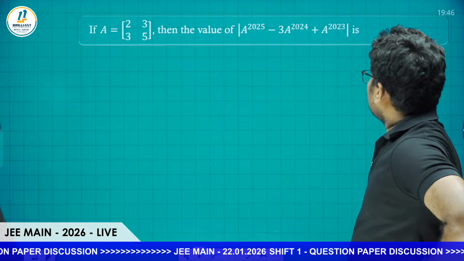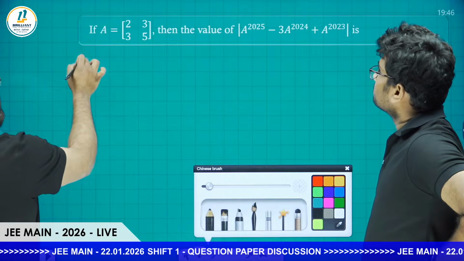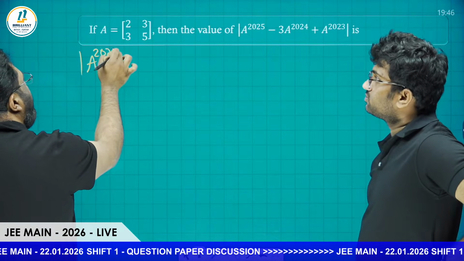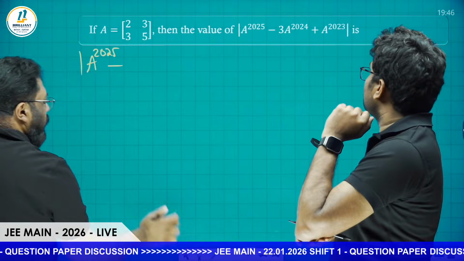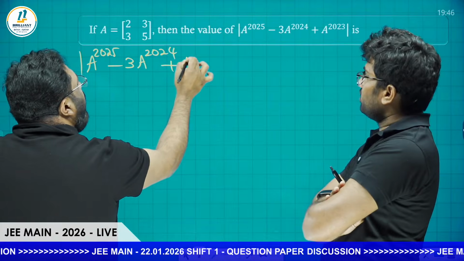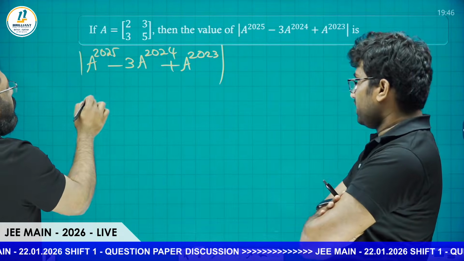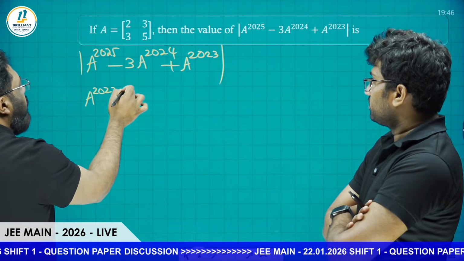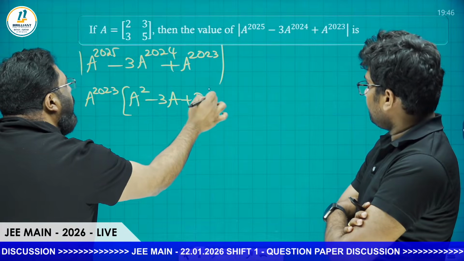Okay. Again a question from matrices, very simple. Exactly, sir. They're asking you the determinant of A raised to 2025 minus 3 times A power 2024 plus A power 2023. You can see 2023 is common. It can be taken common. So A power 2023 comes out, and it becomes a product with A squared minus 3A plus I.